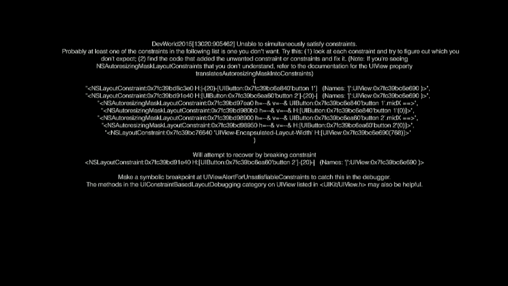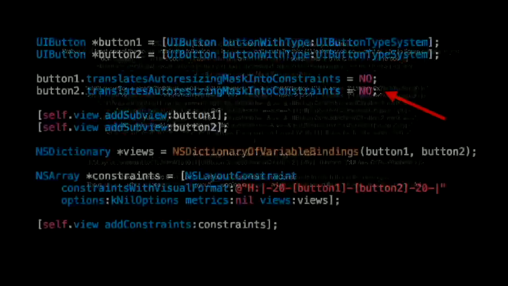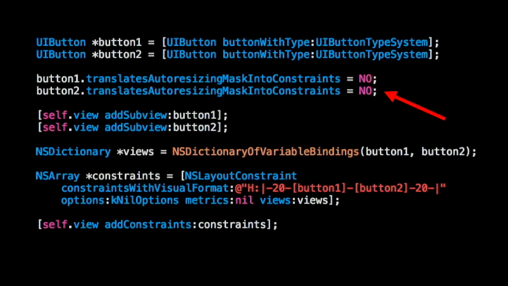When it's on, it creates constraints that fully determine the view's position. And this means that any constraints that you create yourself are likely to conflict with the automatically generated constraints. So if you ever see an error like this, and you also see an autoresizing mask constraint in the list of conflicting constraints, then you'll know that you've just forgotten to turn this flag off. And that's very simple. It's just a property that we can edit. If you create your views in Interface Builder, this will be off by default.